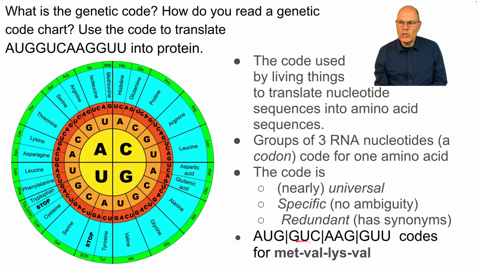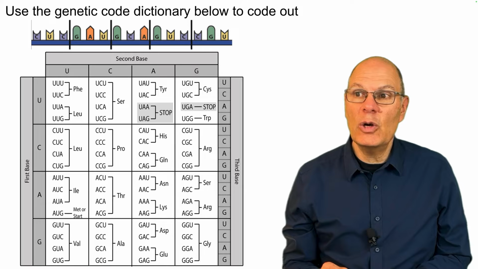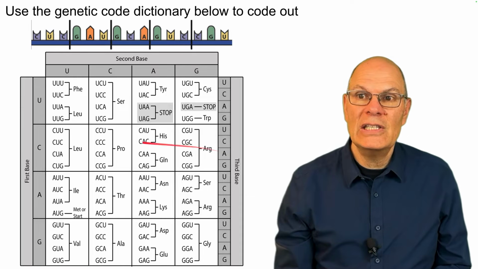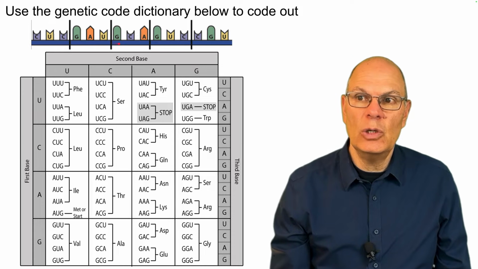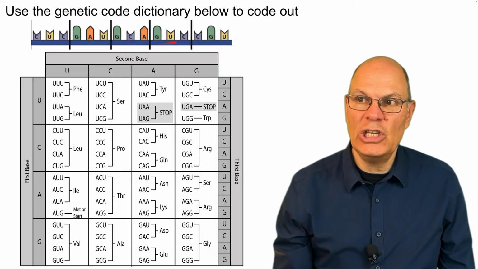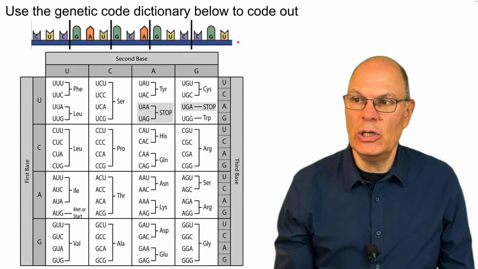Often the first 2 nucleotides are more important than the third one, and ones that have the same first 2 nucleotides are often synonymous. Use the genetic code dictionary below to code out CUC, GAU, GCA, GUC, CGU.